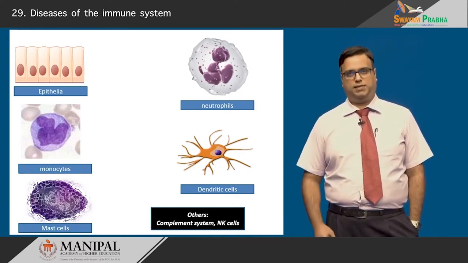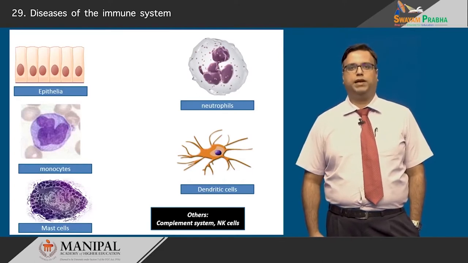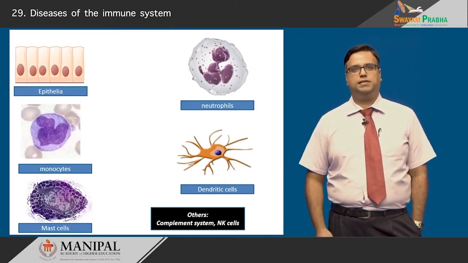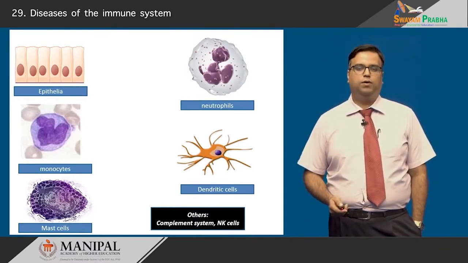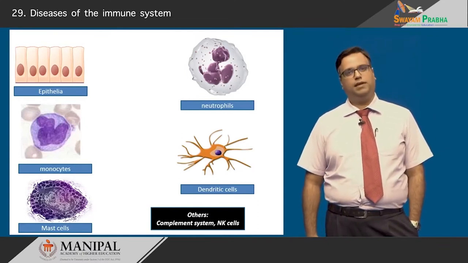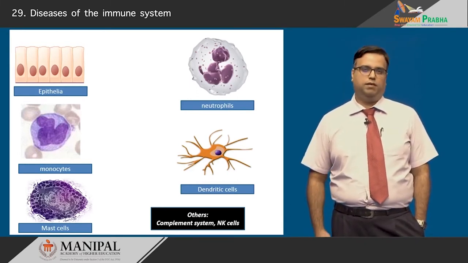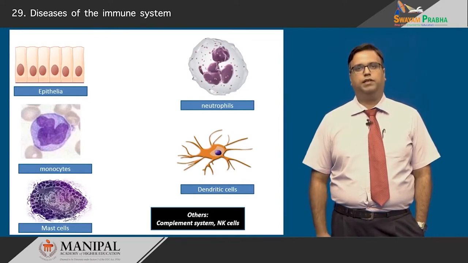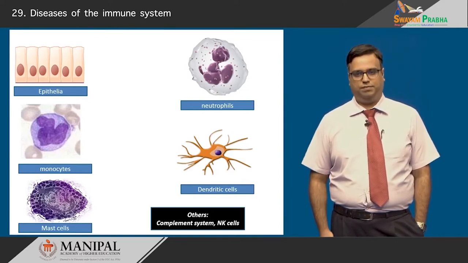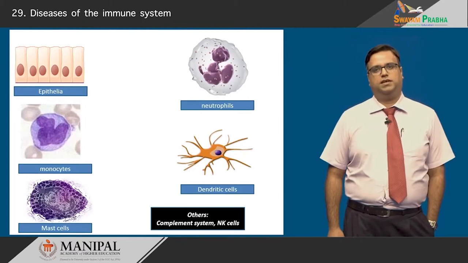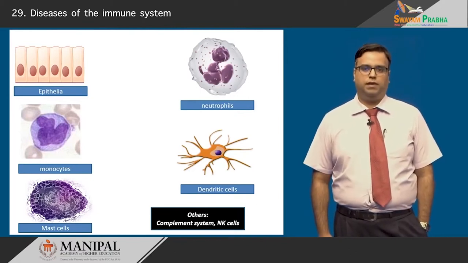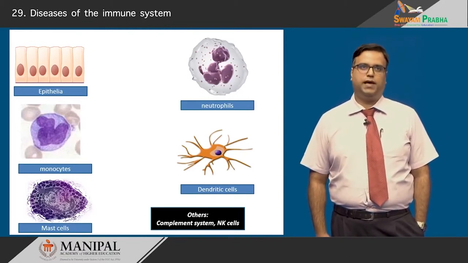You have the mast cells, which release a lot of vasoactive amines, and these mast cells are important in some of the hypersensitivity reactions. And also sometimes forgotten are epithelia, which form a physical barrier, but also have some secretory function, which can impede any further progression of the antigen. Some of the other components, such as the complement system, as well as the NK cells, also have important contributions to the immune system.